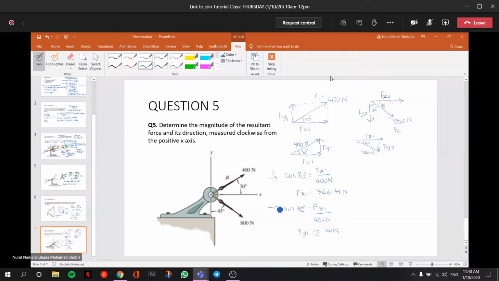Okay, now we solve for the second force. We use the same concept. By using these two pieces of information, we can get Fx2 and also Fy2.